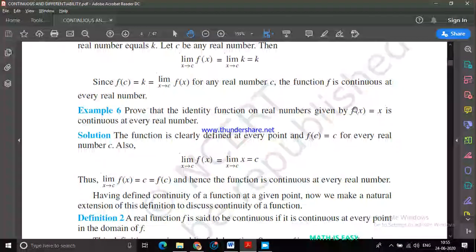Now prove that the identity function f of x equals x is continuous at every real number. Yes, whatever value you take, it will give me the same value. So it will be continuous only.